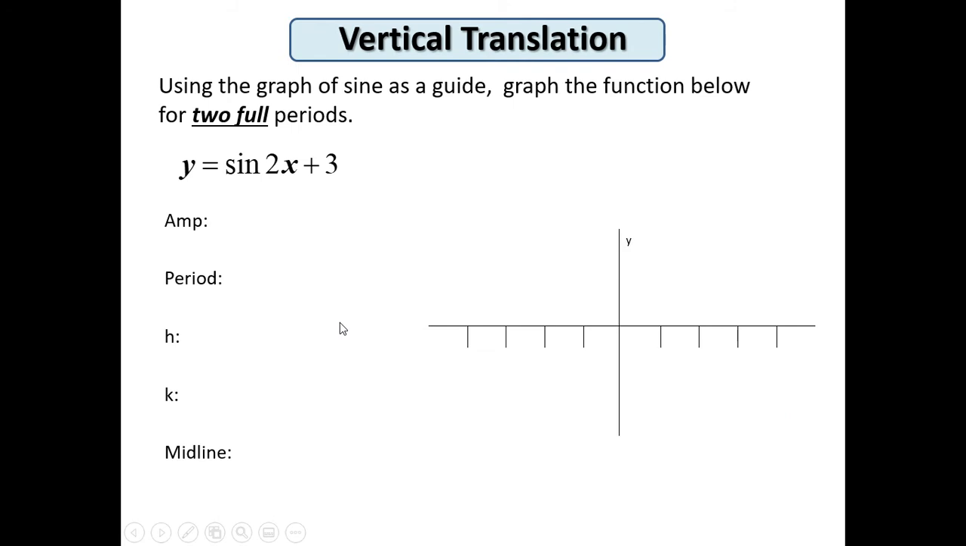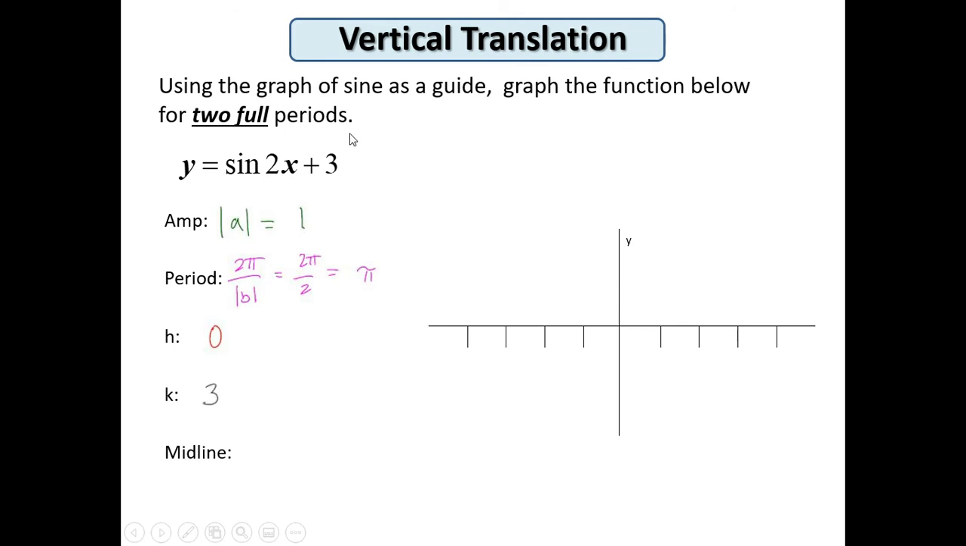So let's take a look at an example. Here I've got y equals sine of 2x plus 3. My amplitude, A, is just 1. The period is 2 pi. Remember, period for sine is 2 pi divided by b. B is 2. So 2 pi divided by 2 is pi. My h, is there anything inside parentheses there? No, there isn't. So h is just 0, so there is no horizontal shift.